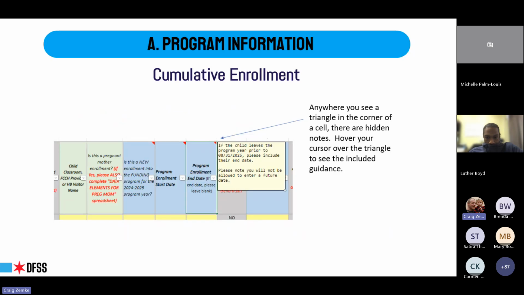So a lot of these tips, if you see here, some of the fields in the PIR have a little triangle here. That means there's a note. If you click on the note, it'll give you text describing what you're being asked to do here.